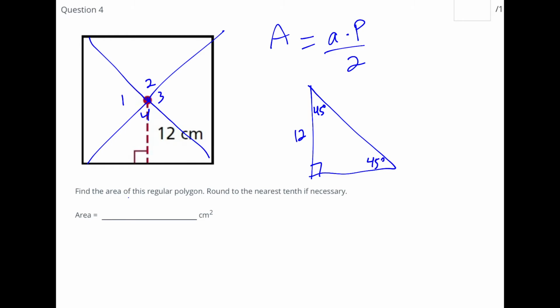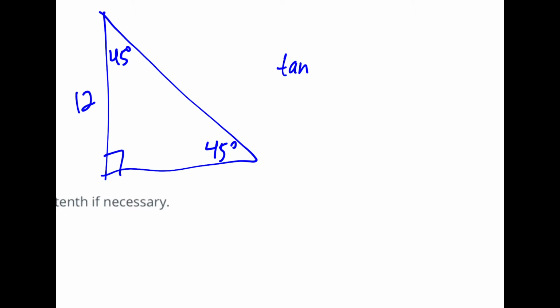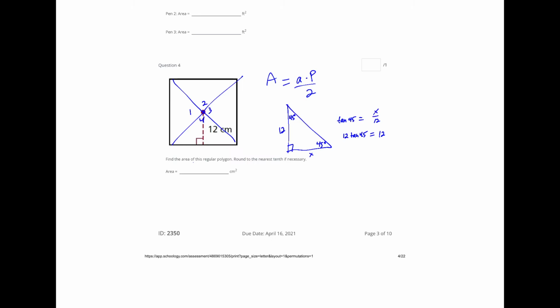If you remember anything about 45, 45, 90 triangles, or just isosceles triangles, this is going to be equal. If you didn't remember that, you could use the idea that the tangent of 45 is going to be equal to x over 12. And if you took 12 tan 45, as long as you were in degree mode, not radian mode, you're going to get 12. That tells us that if this is 12, so is this. So one side length is 24.